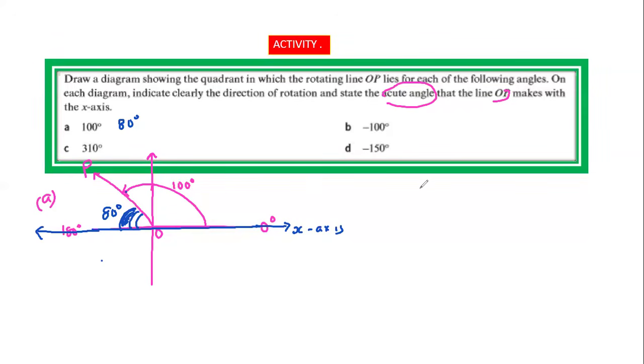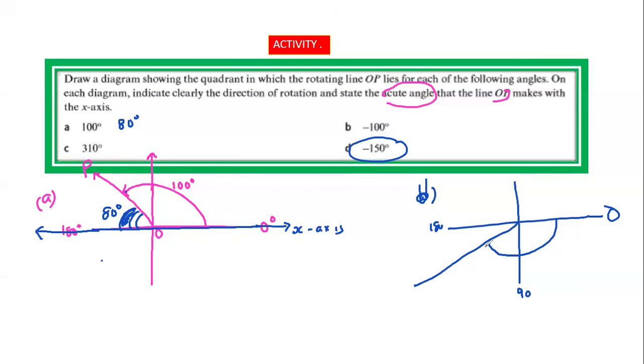I do one more. Let me do part D. When you look at part D, I'll still draw my axis. The angle I have here is negative 150. But we say that negative means that I move in the clockwise direction from the positive x-axis. Remember, this is like 90 degrees and this is 180. So I'll move up to somewhere here. So this is where we have our angle of 150 degrees.